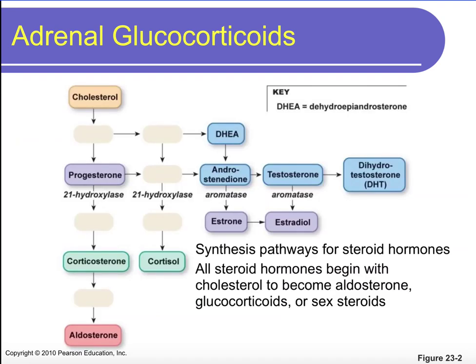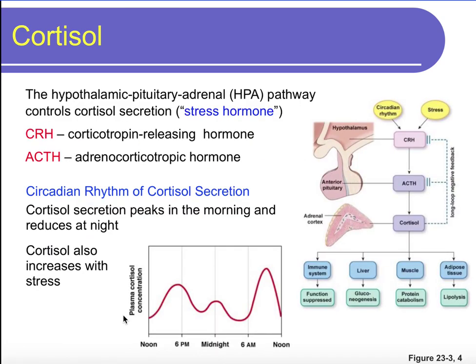And just to remind you, again, we get our steroid hormones from cholesterol. So our sex hormones like DHT, estradiol, and then we have other hormones like cortisol and aldosterone. So let's talk about cortisol. Cortisol is known as your stress hormone, and it is released through the hypothalamic hypophyseal portal system.